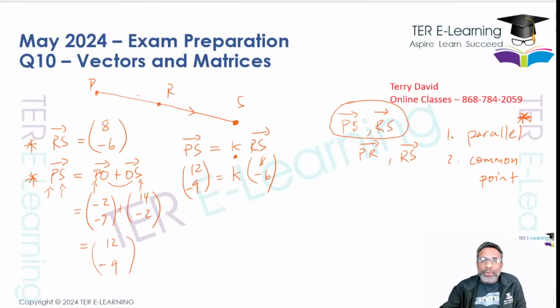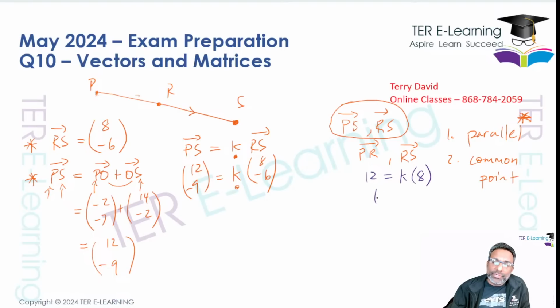I've seen people getting 1.5. This is one of those things where students have difficulty. So I'm going to figure out what K is. All you need to do here is see that 12 is equal to K multiplied by 8. So therefore K is equal to 12 over 8, which is 1.5, or 3 over 2. So I can use the top piece to work out K, or I can use the bottom piece and I'll get the same value for K.